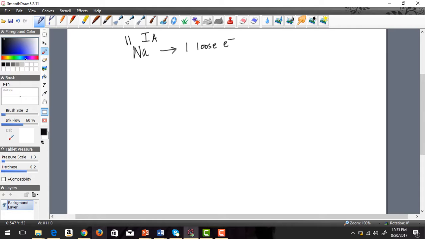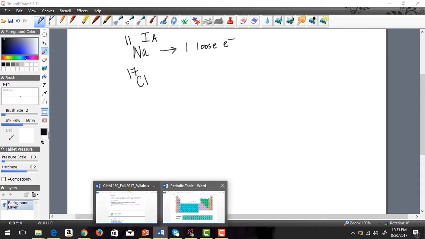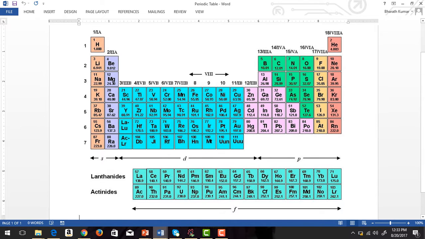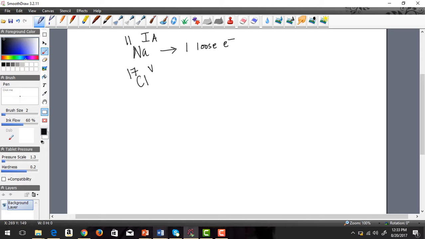Okay. Now, let's say this is going to combine with chlorine, which is 17, and I believe it is, if I bring up the periodic table, 7A, right? Now, keep in mind it is not going to lose 7 because it's a non-metal. So, it's going to gain 1 electron to get to that magic number of 8. To go from 7, it needs 1 electron to get to 8.